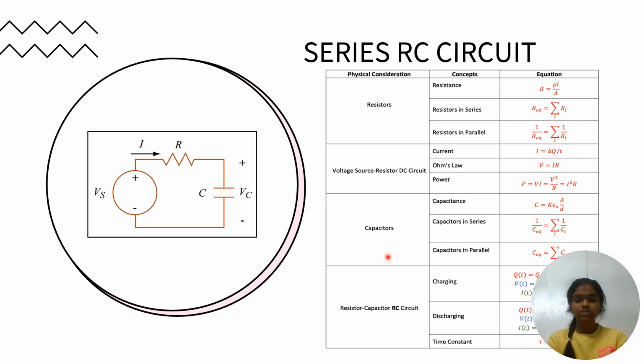In an RC circuit, that is, in a combination of both, there are two kinds of conditions: charging and discharging. During charging, Q of t is given by Q naught into 1 minus e power minus t by RC, and V of t is given by V naught into 1 minus e power minus t by RC. V naught and Q naught are maximum values. During discharging, Q of t equals Q naught into e power minus t by RC, and V of t equals V naught into e power minus t by RC. The time constant is given by resistance into capacitance, R into C.